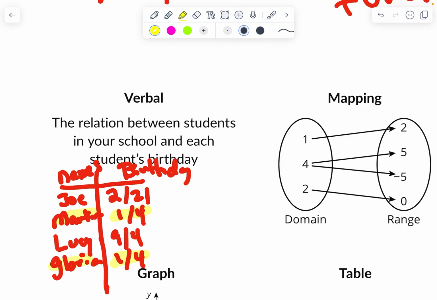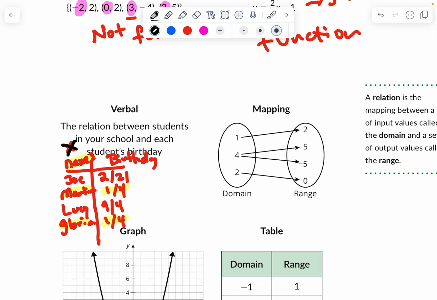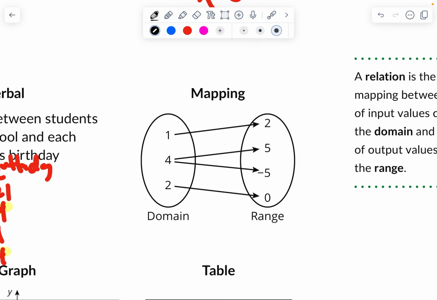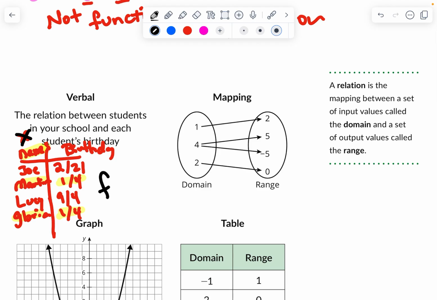Well, notice that Gloria and Martin have the same birthday, but they have different names. Each individual person is kind of like your X column. Each person is like being an X, and I am not repeating my X's. I have an individual kid. Each individual kid only has one birthday, so each individual kid does not have two different birthdays. So I'm talking about a relationship between the name of the person and the birthday. I'm going to have no repeats. Okay, this one is a function.